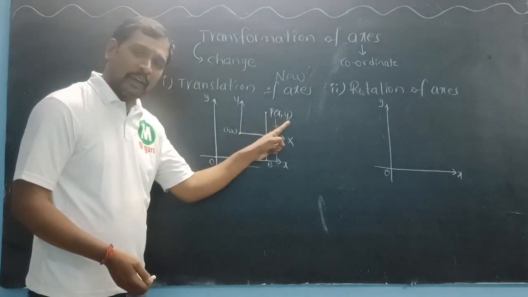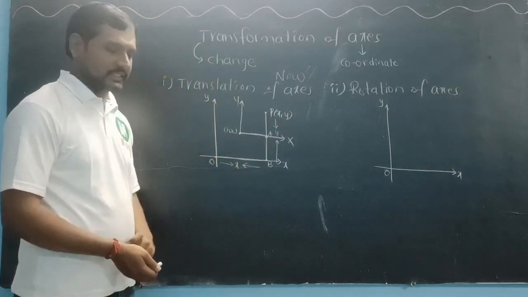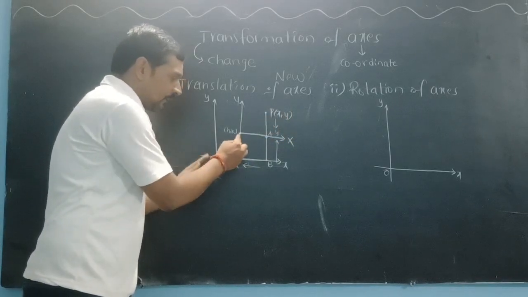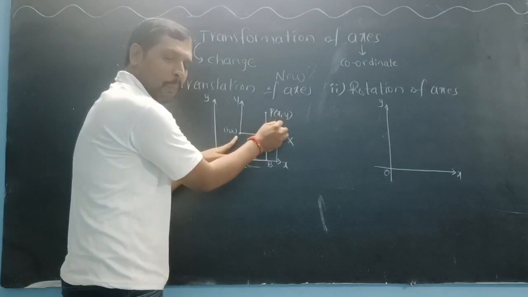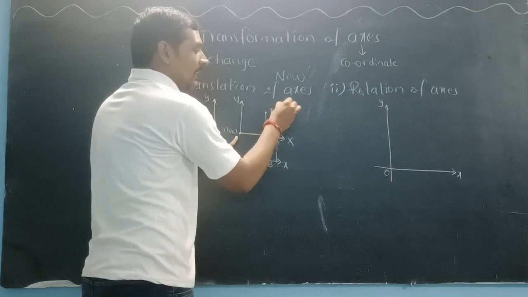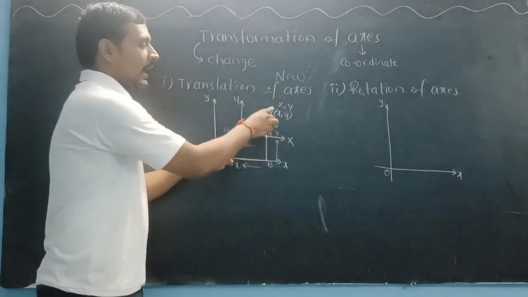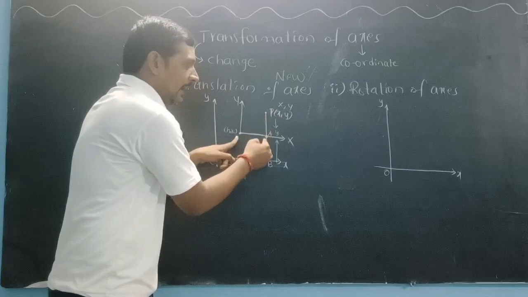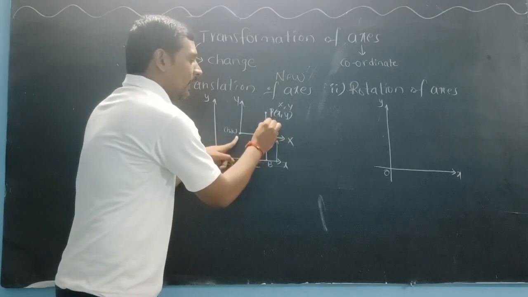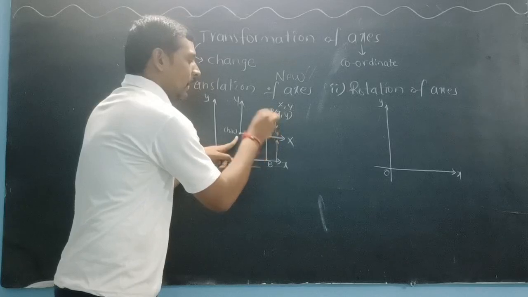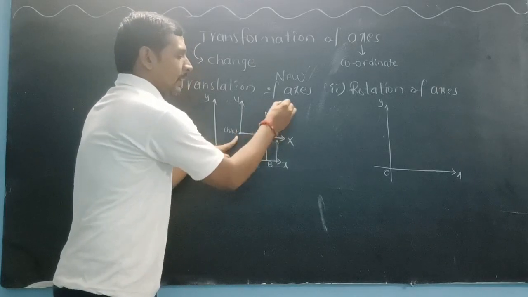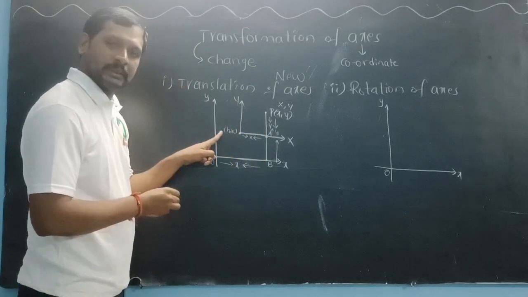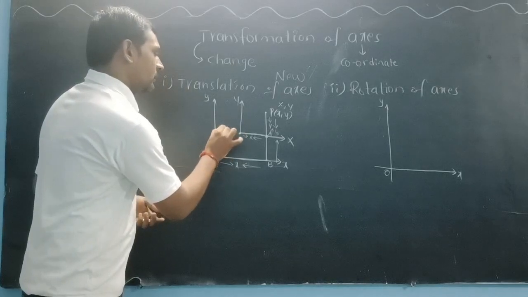When (x, y) belongs to the original system, when I observe from here, the point is (x, y). But when I observe from this point (h, k), the point varies. In the transformed system, or new system, I can take it as (X, Y). So this distance PA now becomes capital Y, whereas this distance becomes capital X. You can name this point as C.